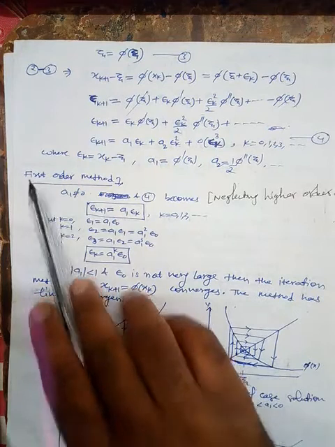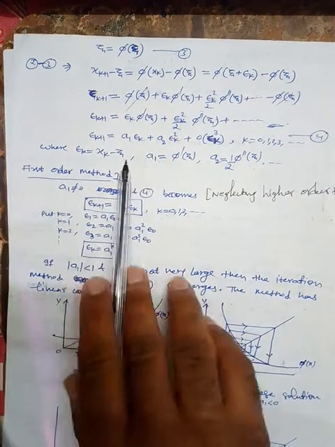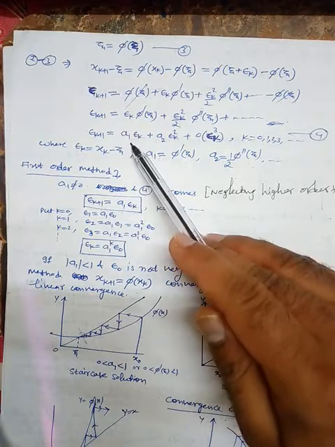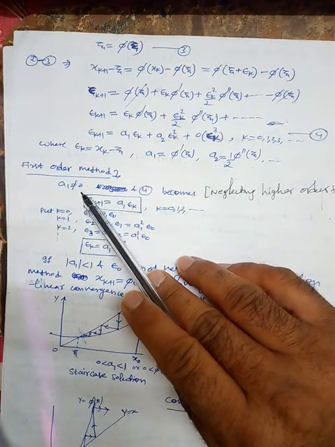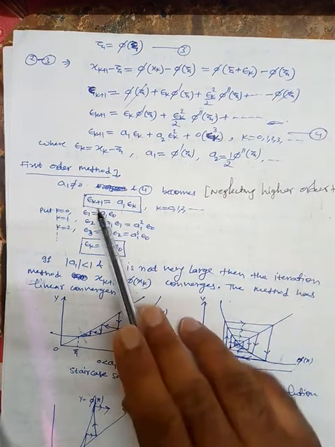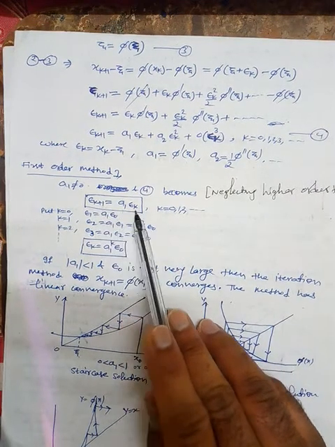Okay, so that's why. So now for example, if you are writing the first order method, then obviously a1 should be a non-zero quantity. a1 should be a non-zero quantity, and then neglecting higher order terms, we will have epsilon k plus 1 is equal to a1 epsilon k.